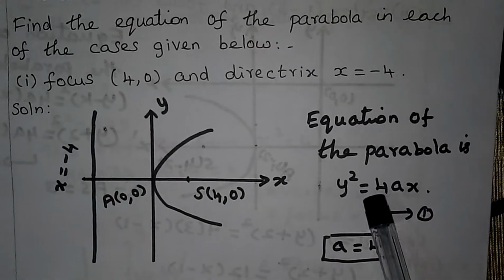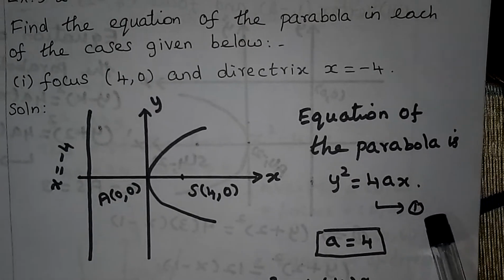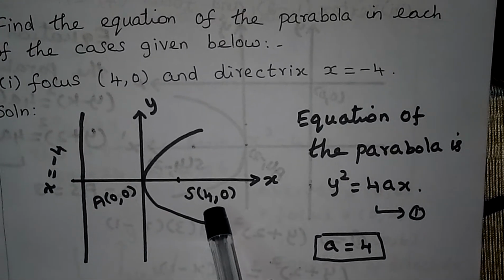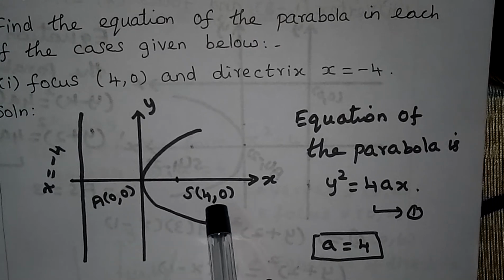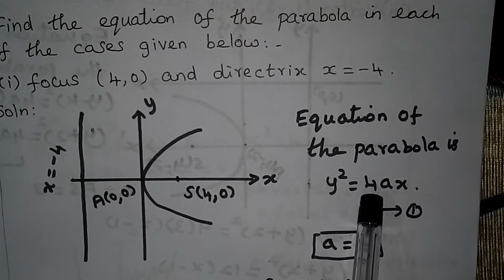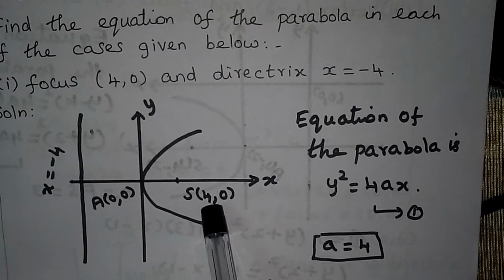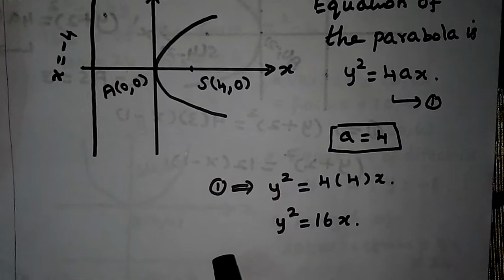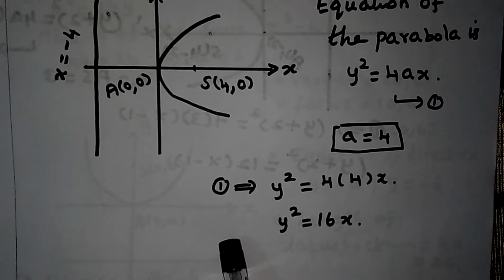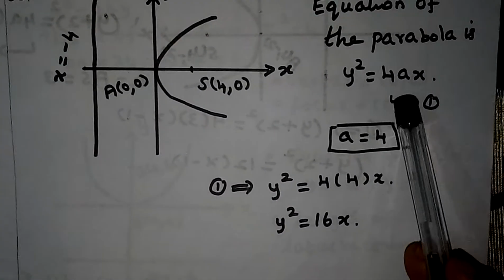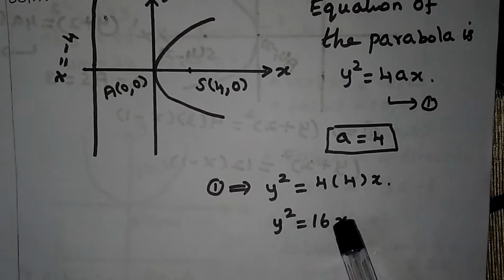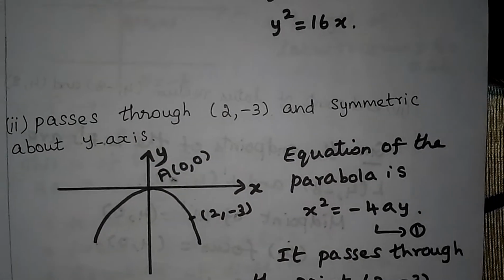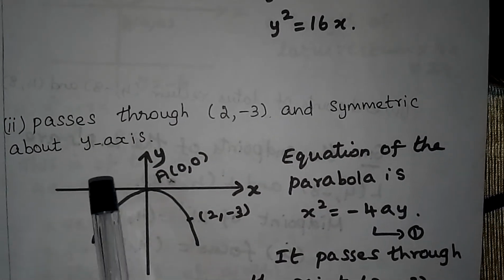The equation of the parabola is y square equal to 4ax. So we have to find the value of a. What is the value of a? You can compare this focus with the formula. For this type, what is the focus? We have a, 0. So a, 0 means the a value is 4. So we know the value of a. You can replace it in this formula. y square equal to 4 into a value, which is 4, into x. Here we are replacing a as 4. So y square equal to 16x. That is the answer.